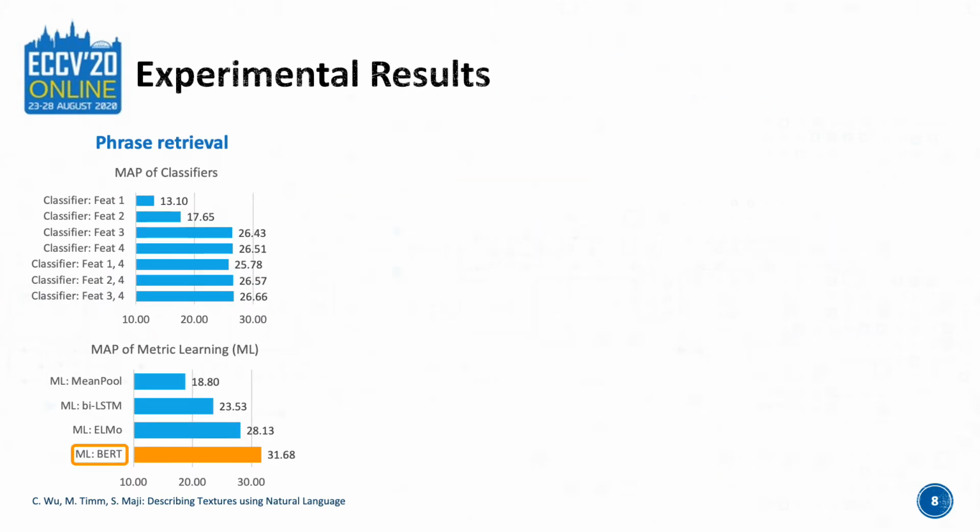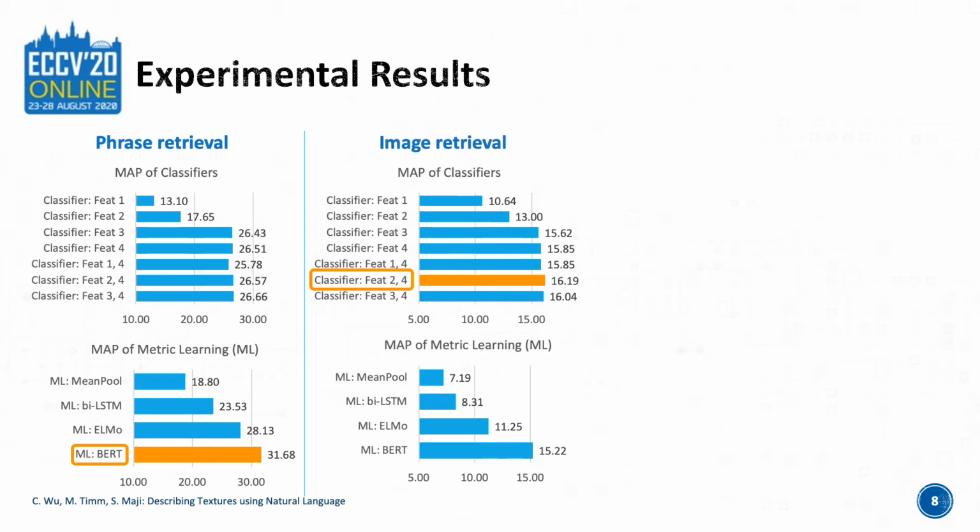Metric learning performs best in phrase retrieval. BERT outperforms other language encoders such as LSTM and ELMo by a large margin. For image retrieval, the winner is the classifier with both features from Layer 2 and Layer 4 of ResNet 101. It's demonstrated that both lower-level and higher-level features are useful.